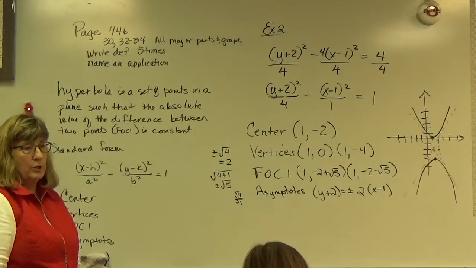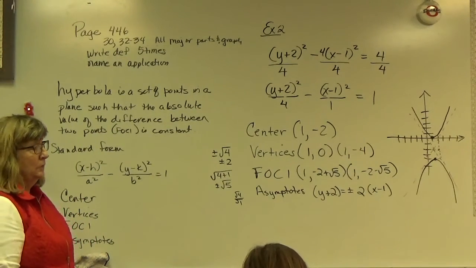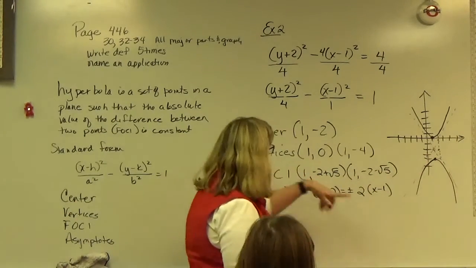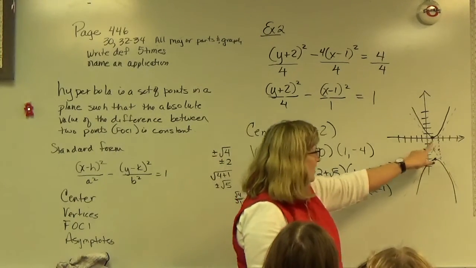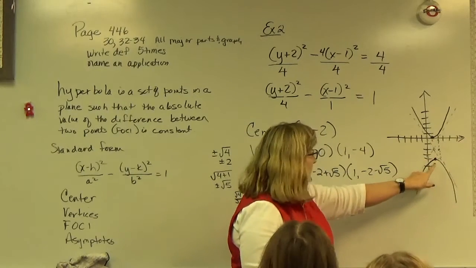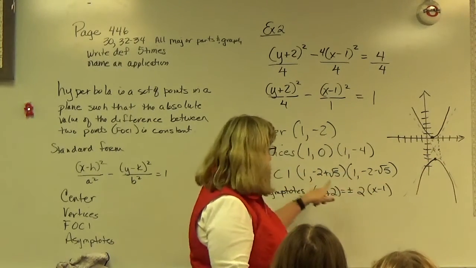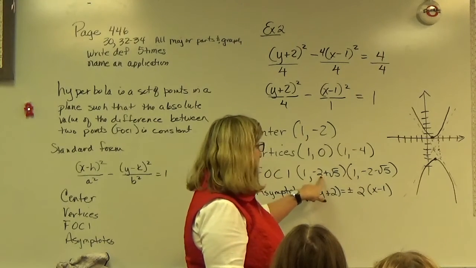Now, what could we do if we want to check it? Is my center at (1, -2)? We know that one is. (1, 0), is that where I started? Yes. (1, -4), is that where I started the other one? Yes.